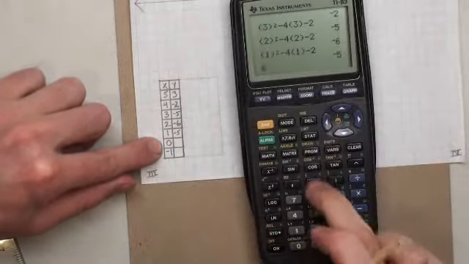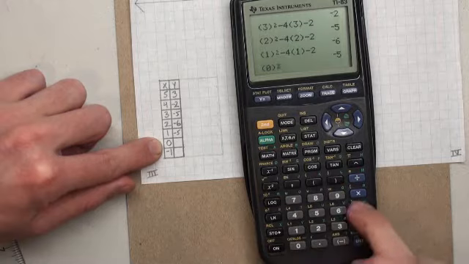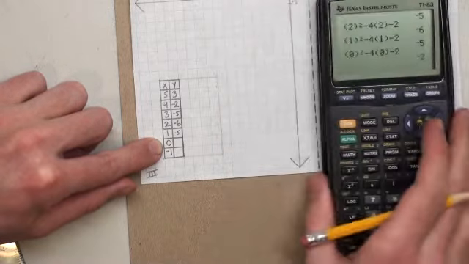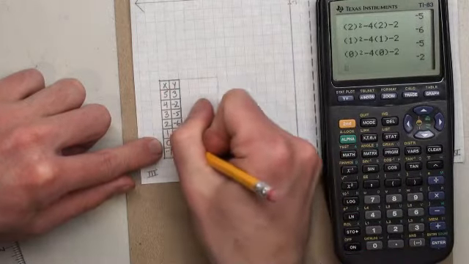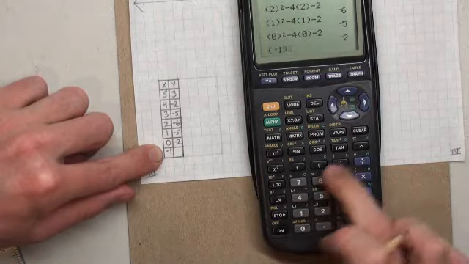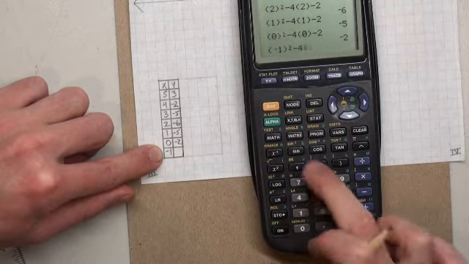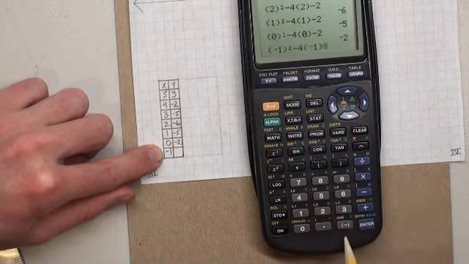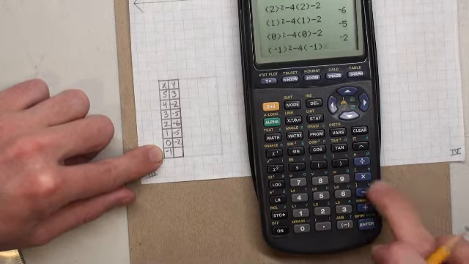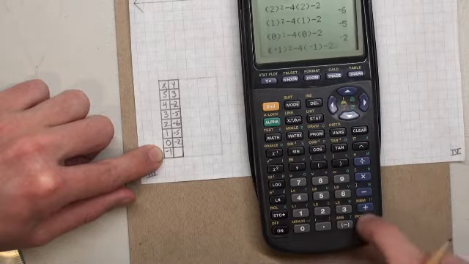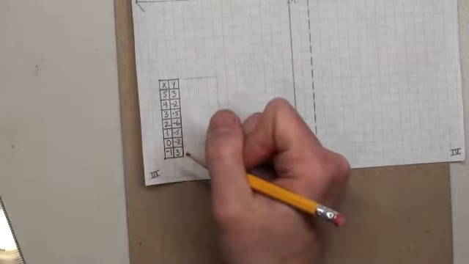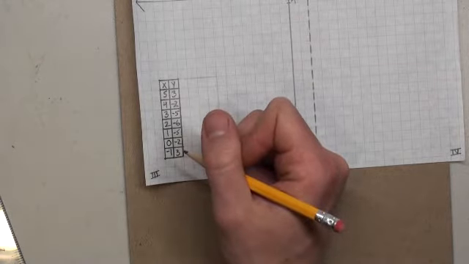I do the same thing for my 0. Negative 2. And then I do the same thing for my negative 1. So I'm putting it in the parentheses. Minus 4 times negative 1. Make sure you use the negative button, right, for when you're putting in negative 1. So minus 2. 3. Okay?